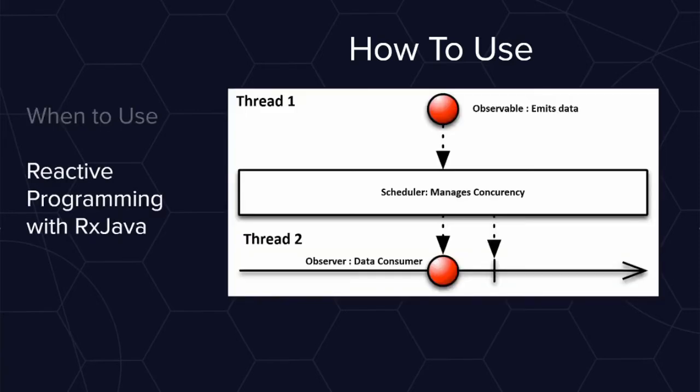Next, I'll talk about how to use RxJava, which is the Java implementation of ReactiveX, a library for composing asynchronous and event-based programs by using observable sequences. RxJava is made up of 3 key components: observables, observers, and schedulers.